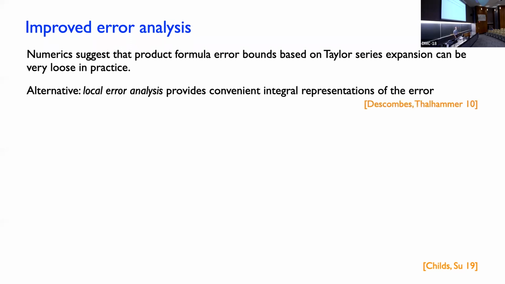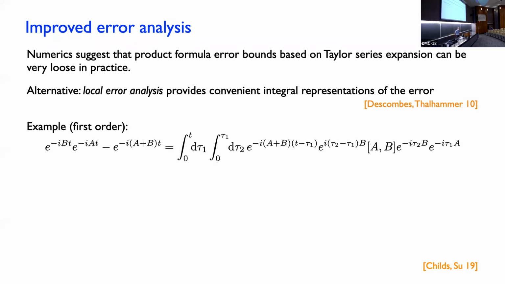And there's a nice way of getting better bounds on the error using this idea of what's called local error analysis, which arises from this paper of Lacombe and Thalmer. Basically, in this work you can give nice integral representations of the error in these product formulas. So you can write the difference between the evolution according to A plus B and the product of the evolution according to A and the evolution according to B. You can give a nice integral representation of that operator, which I'm definitely not going to derive here, but if you go to this paper, it's basically elementary manipulations to give some representation like this for the error.